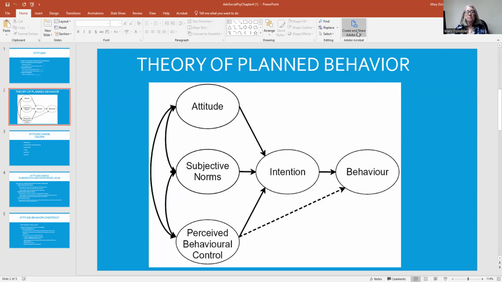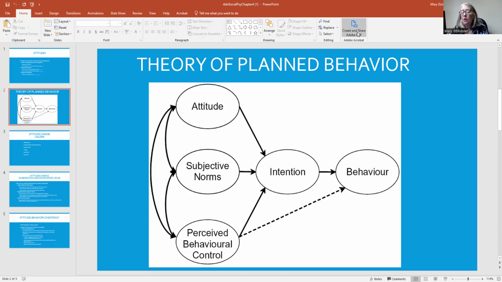There's a really important theory. It's called the theory of planned behavior. It was created by Ajzen and Fishbein quite a while ago, but it is fundamental. If you've had a graduate level course in social psychology, people are going to expect that you know this theory. So it's very fundamental. So I want to make sure that you really understand this well.